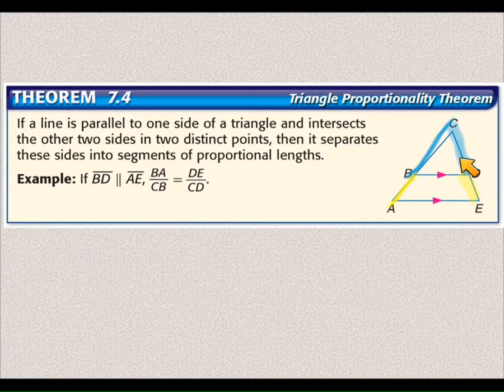Or you could go the other way again. You could say the blue over the yellow is equal to the blue over the yellow. Doesn't matter which one is the numerator, as long as your cross products are the same. Okay. This is called the triangle proportionality theorem. It separates a triangle into proportional parts, if these lines are parallel. On your postulate sheet, 7.4.